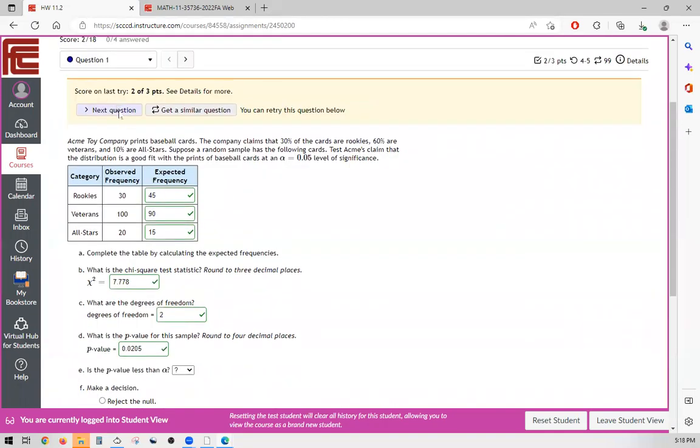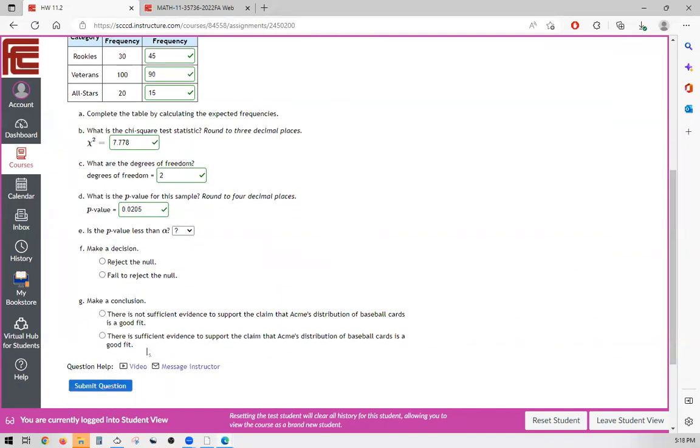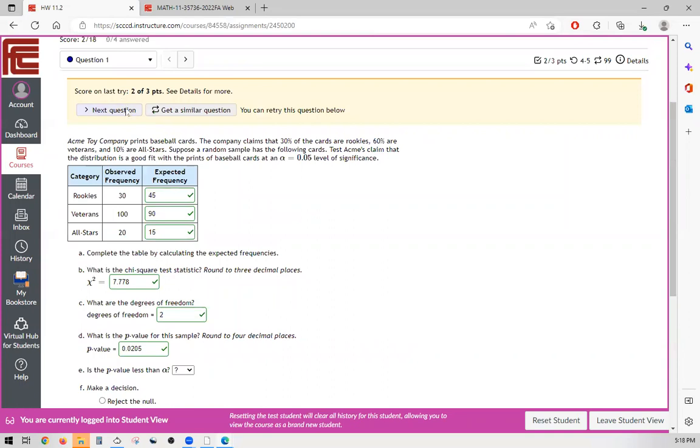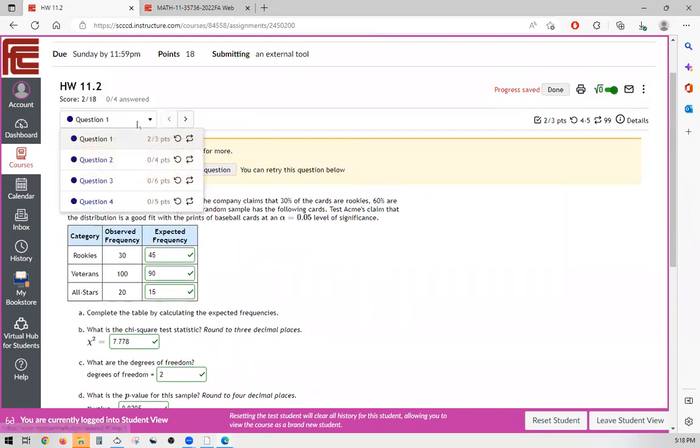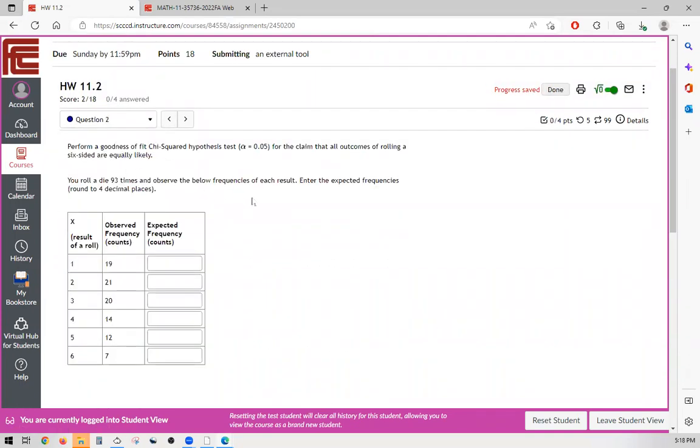I'm just going to go ahead and go to question 2. Obviously, I didn't finish it all, but I'm going to go to the next question. Question 2 says, perform a goodness of fit chi-square hypothesis test, where alpha is equal to 0.05, for the claim that all outcomes of rolling a 6-sided die are equally likely. You roll a die 93 times and observe the below frequencies of each result.